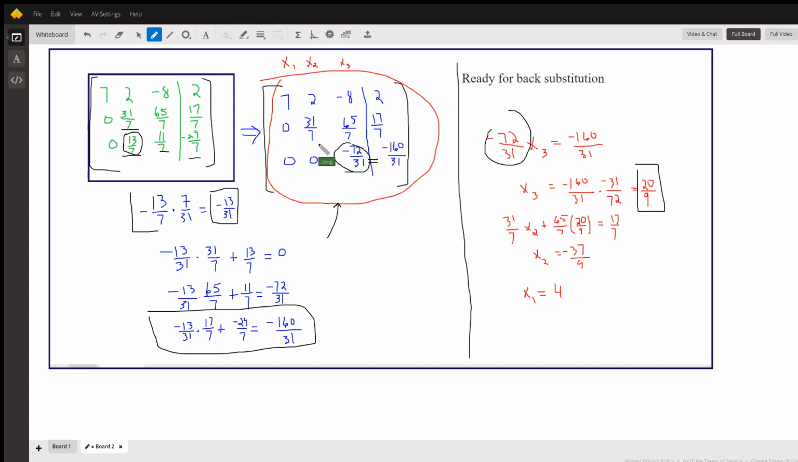Once we know that, we can move to the previous row, 31 sevenths times x sub 2 plus 65 sevenths times, we know x sub 3 now, 29ths. Solve this for x sub 2, and it turns out you get negative 37 ninths. I'll leave finding the value of x sub 1 to you, but we'll say 7 x sub 1, 2 times negative 37 ninths is 20 ninths equals 2.